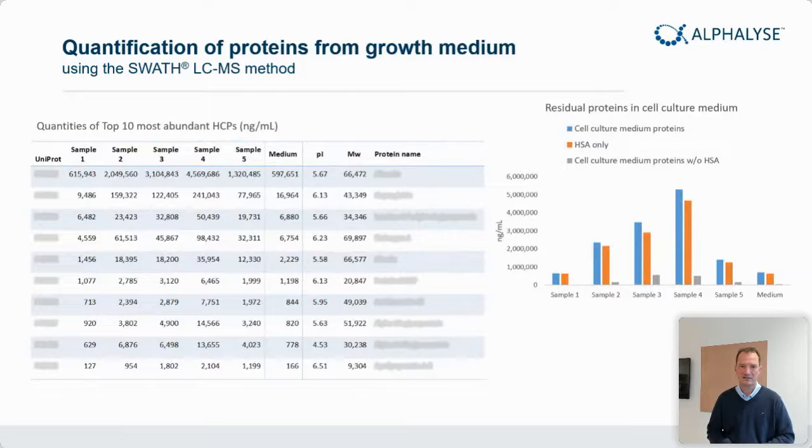We can also identify the proteins from the growth medium, and we knew that human serum albumin was added, so we identified this specifically. That's the top protein on the list, so a lot of albumin in there, but we also see other human proteins in lower amounts. So you can use this to monitor your product for consistency.